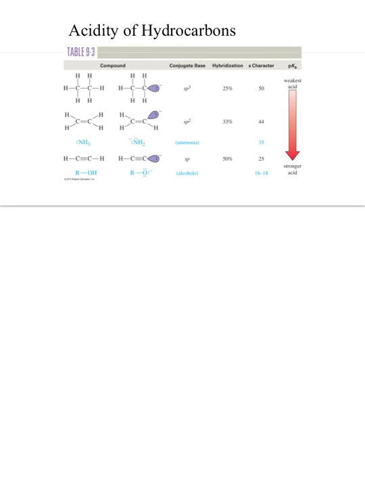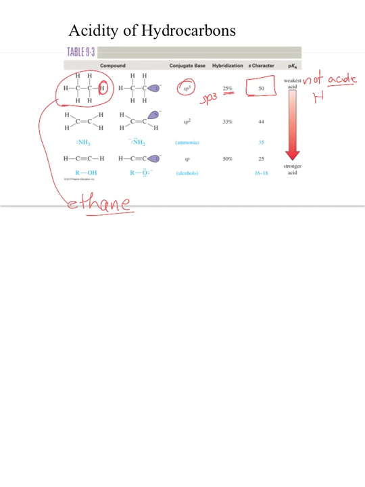Okay, so these are just some of the slides that I've pulled from chapter 9. As you can see, what's happening here is just comparing different compounds. So this is just a regular alkane. So this is ethane. And an ethane hydrogen here, this bonded sp3, only has 25% S character, has a pKa of 50. So we would consider this not an acidic proton.